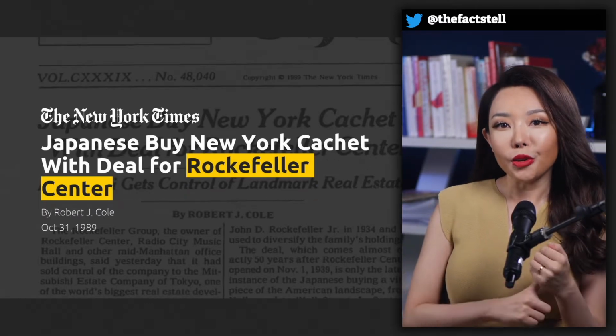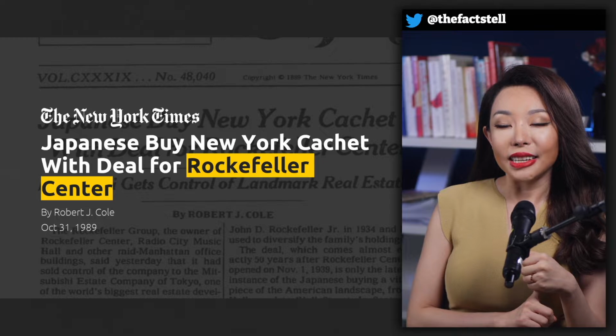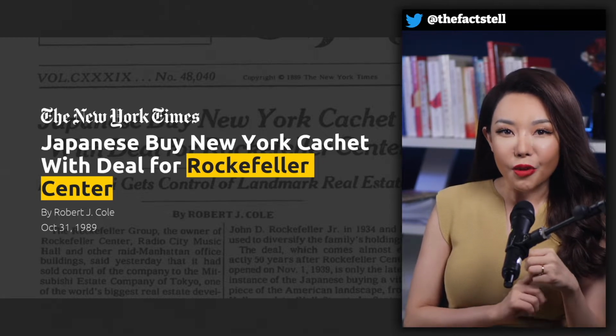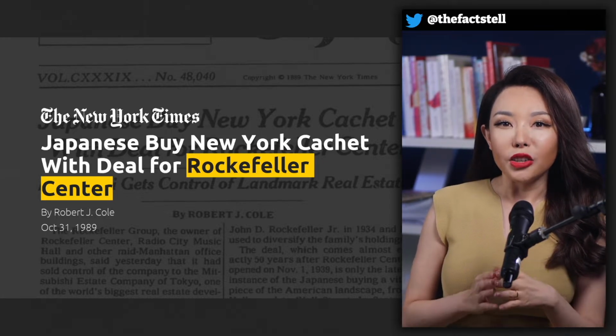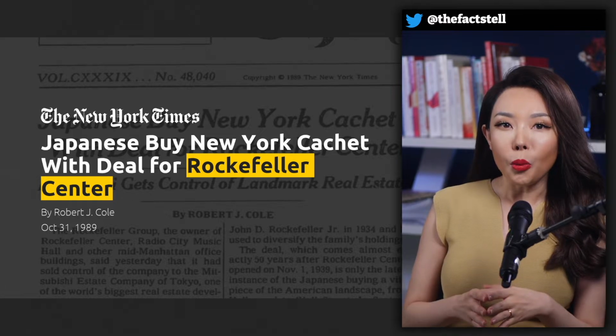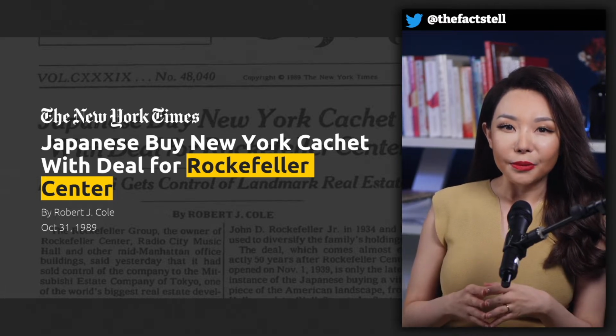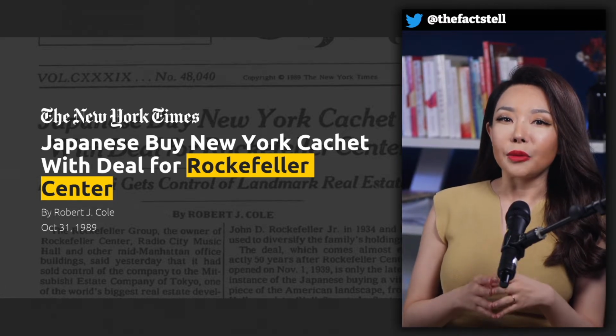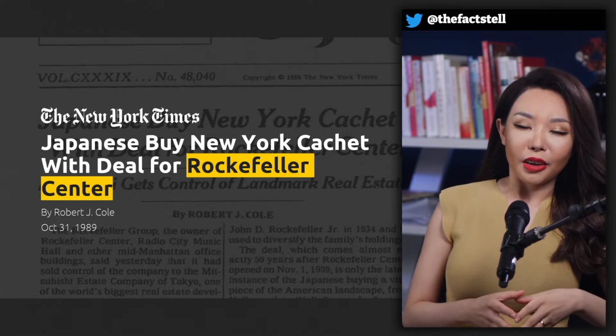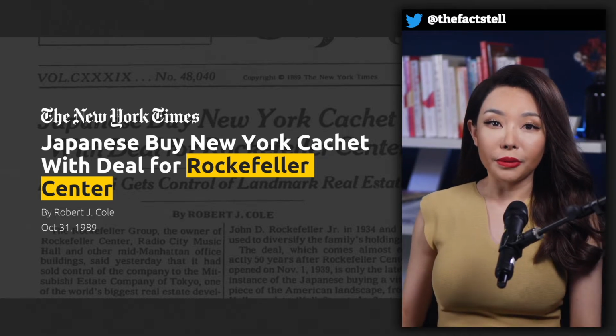The most notable acquisition was Mitsubishi Estate Company buying Manhattan's Rockefeller Center, which made a New York Times front page on October 31st, 1989. The U.S. media dubbed this acquisition the Japan in America, or the economic Pearl Harbor.